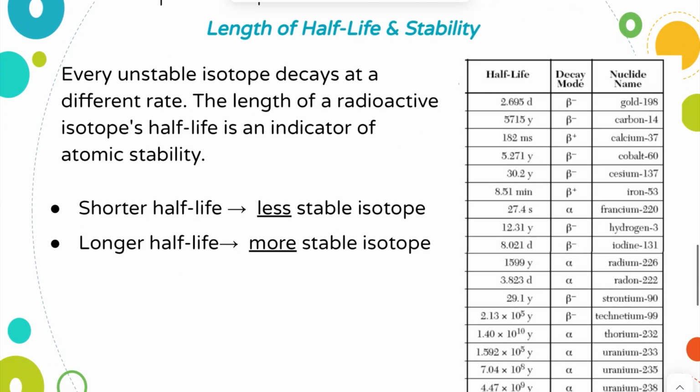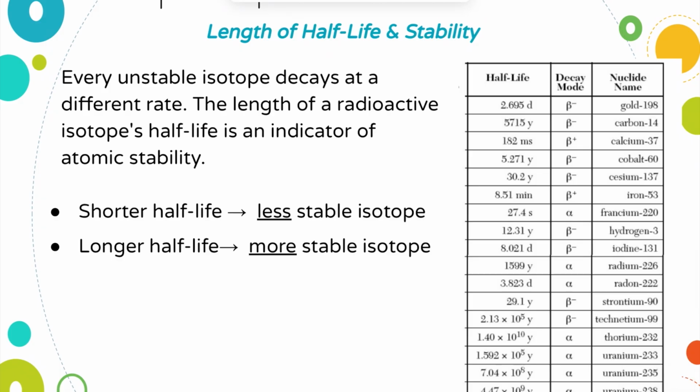All right, so what does this information tell us? We can find information about how much of a sample is left. As our focus in chemistry is on things becoming stable, look at the length of a half-life and stability. Every unstable isotope decays at a different rate, and the length of that radioactive decay is an indicator of stability. So if an atom has a short half-life, that means it's not going to take very long for half of that sample to decay. That means it is a less stable isotope. Something with a longer half-life is a more stable isotope because it's taking longer to get to that point where half of it has decayed.